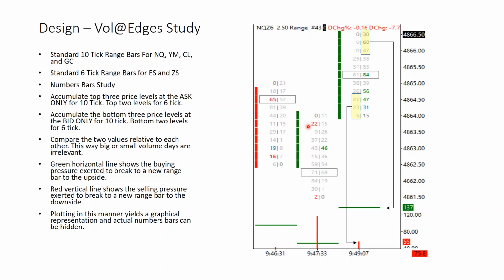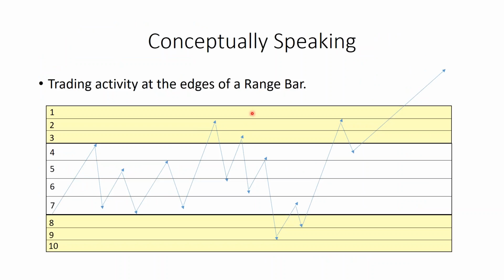So what we do in this concept is we take a standard 10-tick range bar, like for the NQ, YM, CL, and gold. Or if you use a smaller tick range bar, I go to a 6-tick range bar for the ES and say Beads or something like that. And you have a numbers bar study. And then based on what we talked about here, the top 3 levels and the bottom 3 levels have a greater bearing on whether you break out of the range or not.